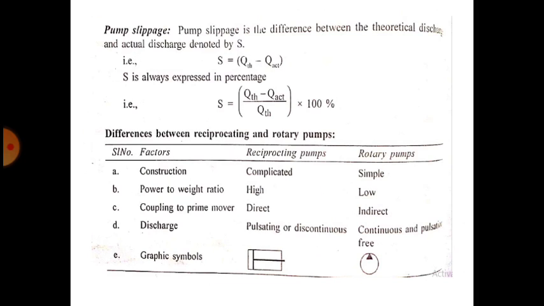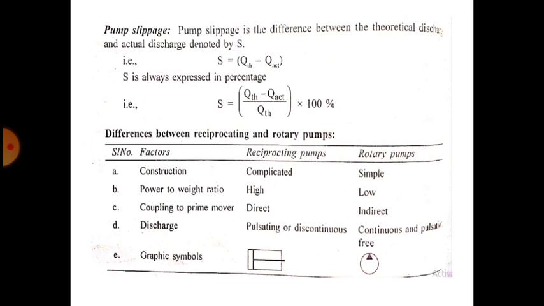Difference between reciprocating and rotary pumps. If you compare the reciprocating pump and rotary pump, reciprocating pumps are complicated, while rotary pumps are simple in construction. Reciprocating pumps have a high power to weight ratio. Rotary pumps have a low power to weight ratio. So in reciprocating pumps you are going to get high power, and in rotary pumps you are going to get low power.